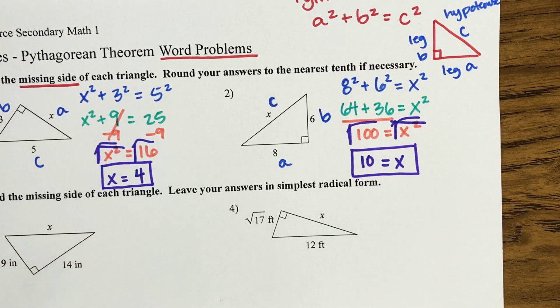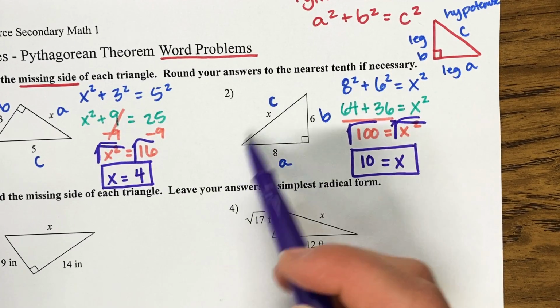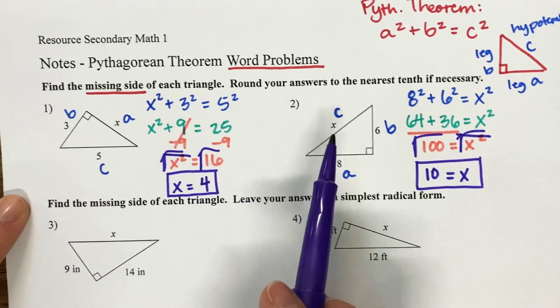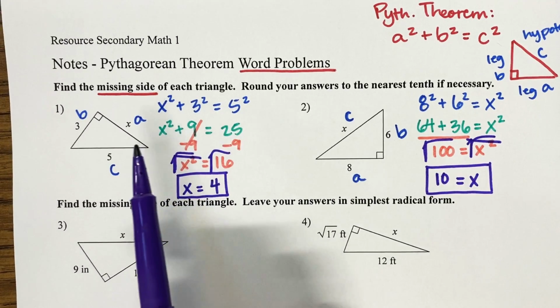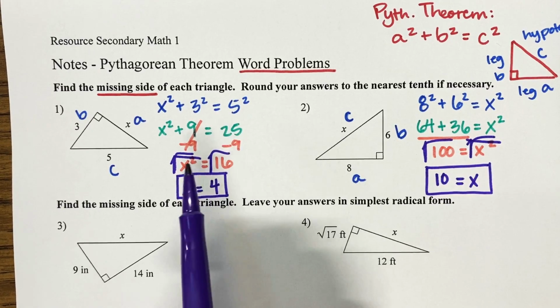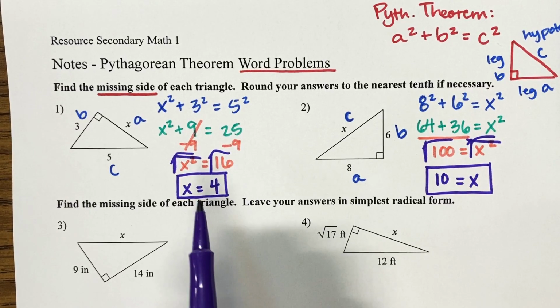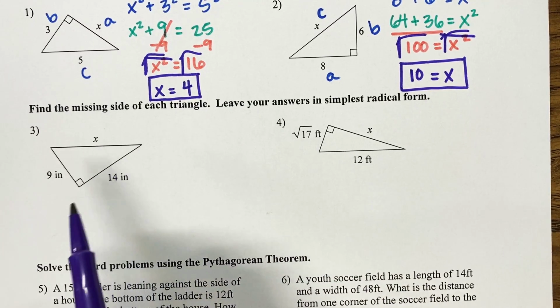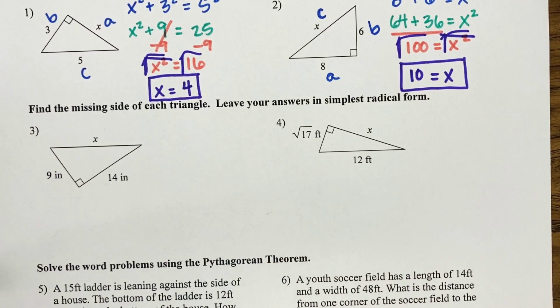Beautiful. So that's how we can use the Pythagorean theorem to solve for missing sides of right triangles. Okay, so on 1 and 2, we've talked about this before, but these are called Pythagorean triples, where we end up with a nice pretty number with no radicals or decimals. Okay, so now on numbers 3 and 4, these guys are not going to be Pythagorean triples, which means the answers might not be too pretty.